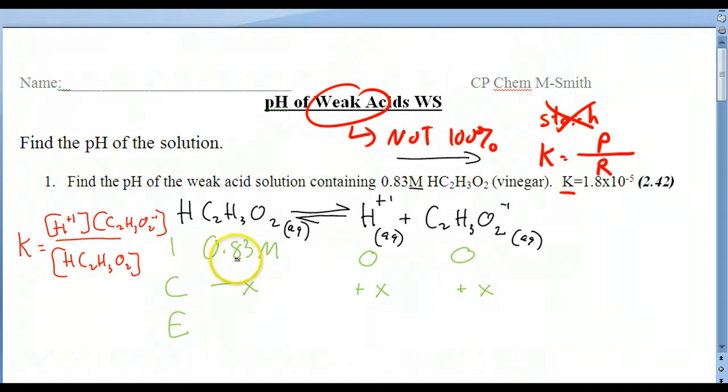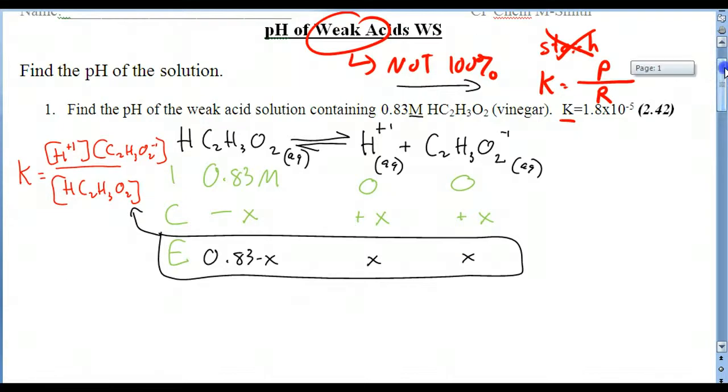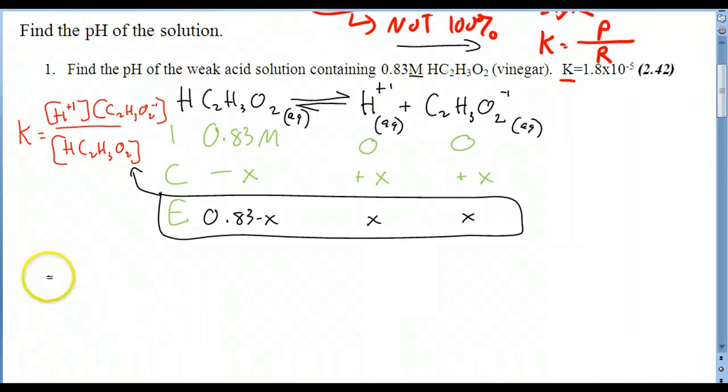So I initially start with the 0.83. I'm going to lose X amount, so I'll end up with 0.83 minus X, X, and X. And it's this bottom row that gets put into this equation here. At equilibrium, this is how much I'm going to have. And so we're going to plug those numbers into it.